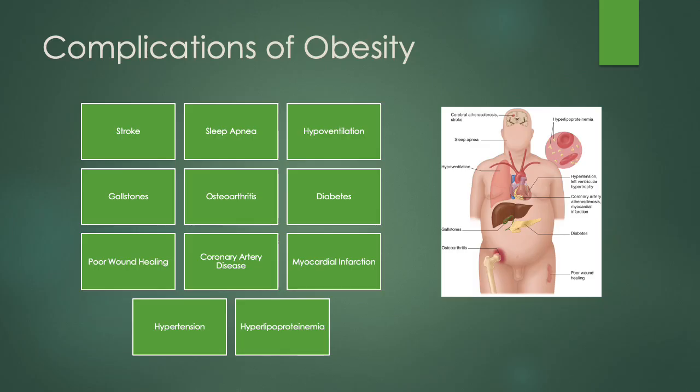Again, I just want to highlight those complications of obesity. You do have sleep apnea, hypoventilation, which is a decrease in your breathing. You may see apnea as a result of that. You'll have gallstones and osteoarthritis, which is where your bones are not working as well, and you're starting to have pain in those extremities because those bones cannot support the body weight anymore. You have diabetes mellitus, poor wound healing, coronary artery disease, myocardial infarction, hypertension, and hyperproteinemia, which is high levels of protein in your blood, and stroke.